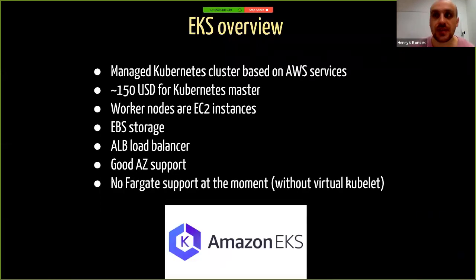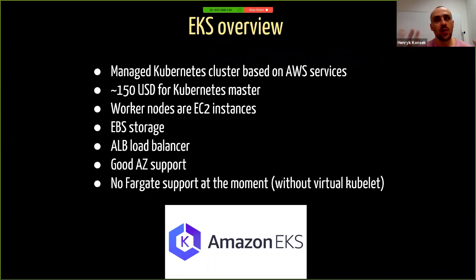EKS is a managed Kubernetes offering from Amazon. It is not the cheapest one, especially for the master node, which is paid, and is quite different, for example, from Google offering or DigitalOcean offering, where you don't have to pay anything for the master node in Kubernetes. You pay only for workers, but for EKS you have to pay $150 per month per cluster.